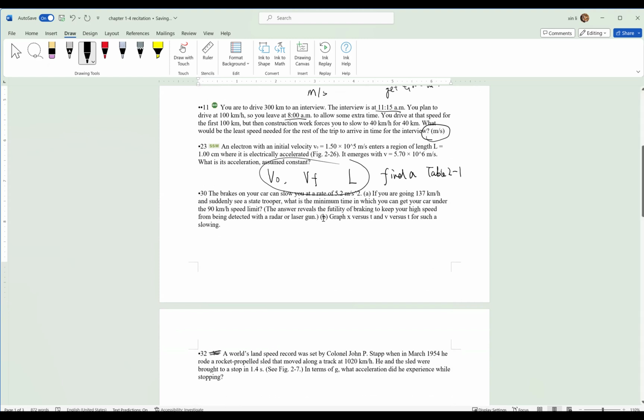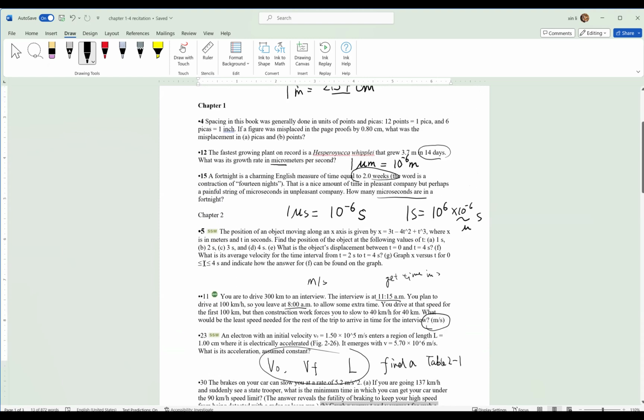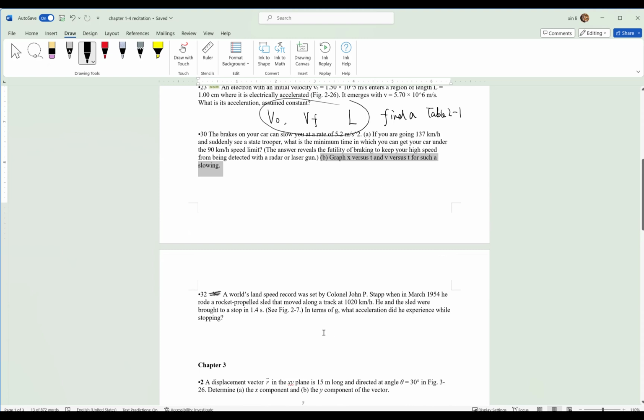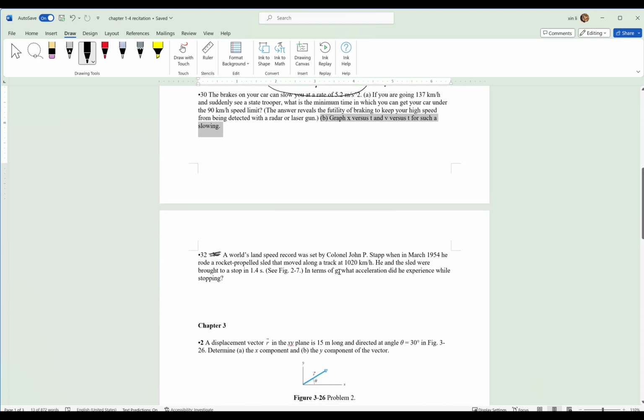You do not have to do part B. For 30, you just need to do part A, okay? So you don't have to draw the graph. So 30A. And then 32. 32 is also using one of the kinematic equations. See here, you have the speed here and it's brought to a stop. So your initial is given, your final will be 0 meters per second, and you have the time, and you are going to get acceleration.